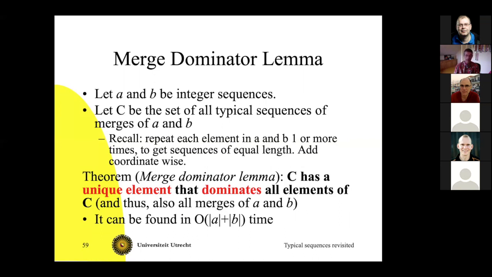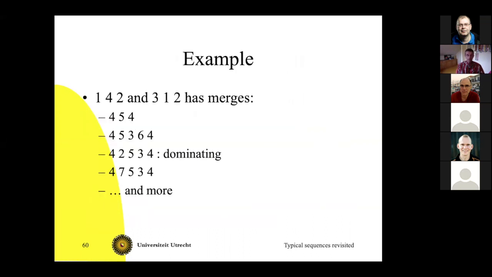And the proof is constructive, and it gives you a linear time algorithm to find this dominating merge. So if you have these sequences, for instance, they have a lot of different merges, and there's one which is dominating, which you can see here.